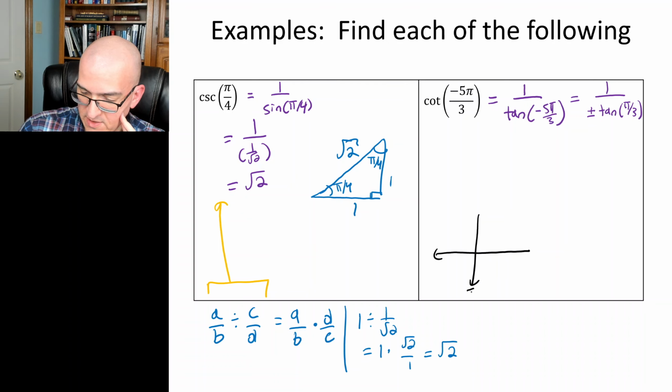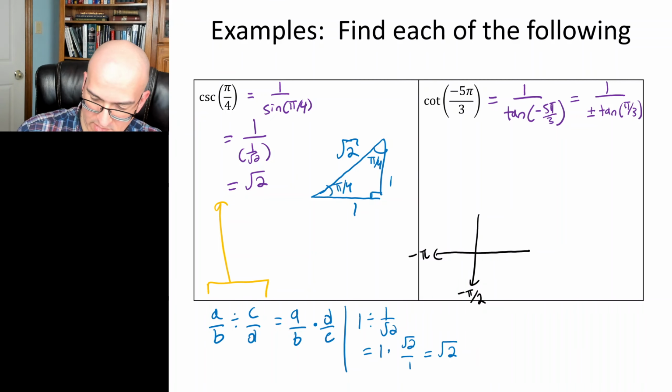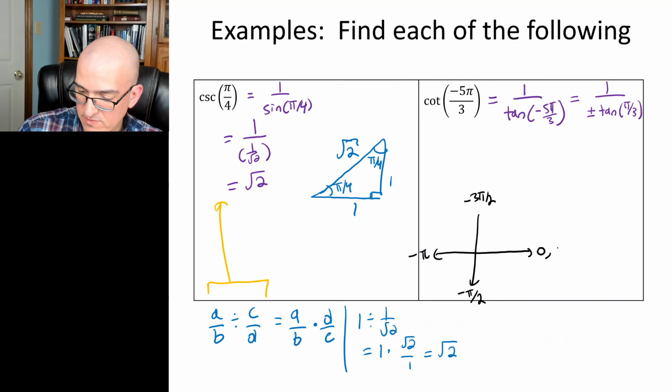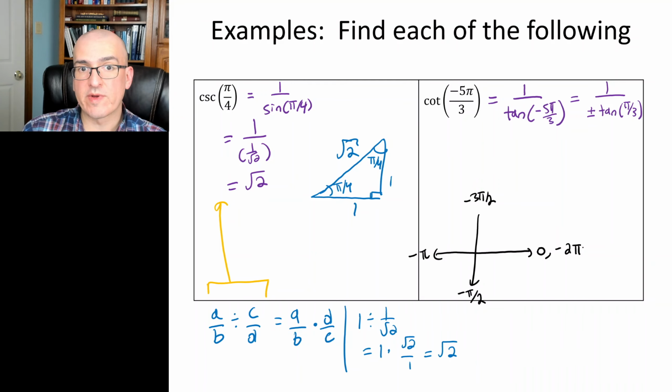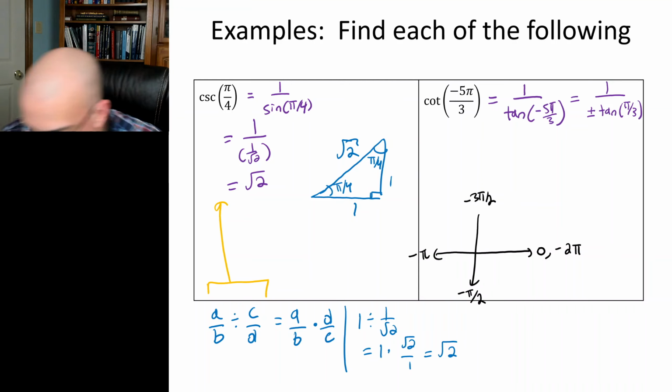Okay, so this is negative. We have to write down negative angles, so this is negative pi over 2, negative pi, negative 3 pi over 2, and this is negative 2 pi and 0. So this is labeling things going backwards, going clockwise.